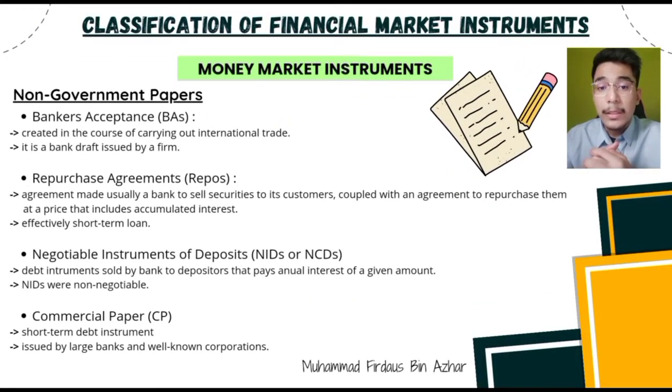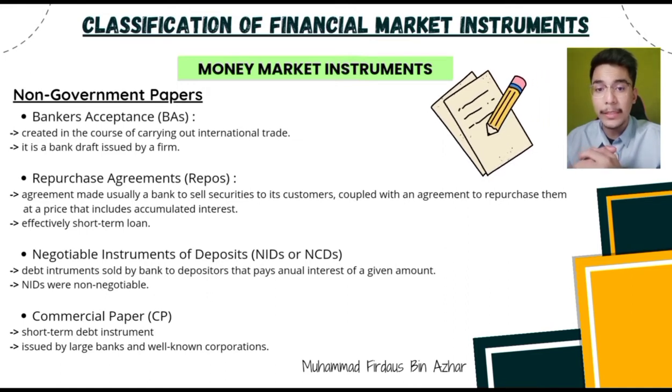The first one is the non-government paper. Non-government paper has four types, which is bankers acceptance for the first one. Bankers acceptance is created in the course of carrying out international trade, and it is a draft issued by a firm. Next is repurchase agreement, which stands for REPOS.